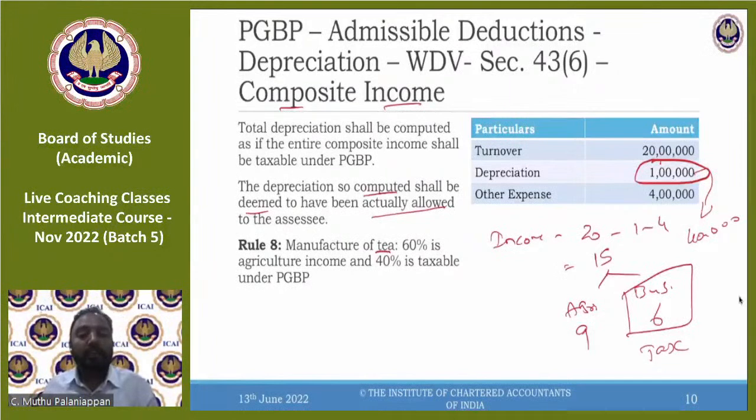So that's what you're referring to, composite income. The depreciation should be for the whole amount for which you have earned, not only for the taxable amount. So that's not how you compute depreciation. Your WDV is considered after taking the whole depreciation, not the depreciation towards the taxable portion alone. So that is for composite income. That's clear, right?